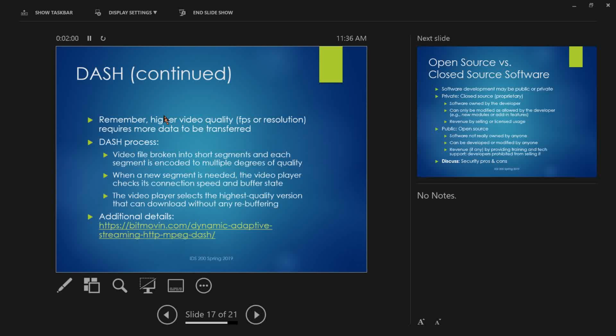So the basic process with Dash is that you break the video up into segments. Each segment is encoded at multiple degrees of quality. When a new segment is needed, the video player checks its connection speed and its buffer state, and then selects the highest quality version that it can download without overloading the buffer.